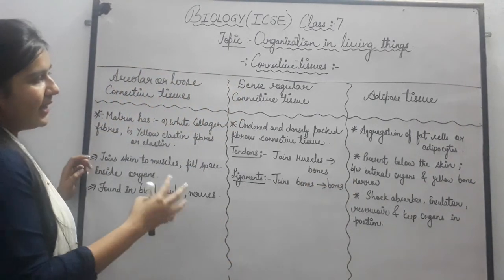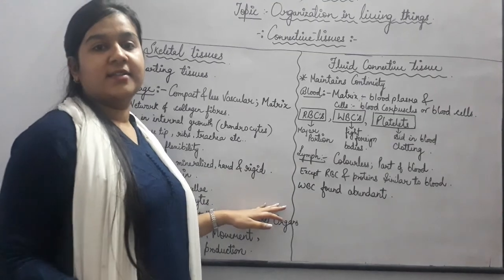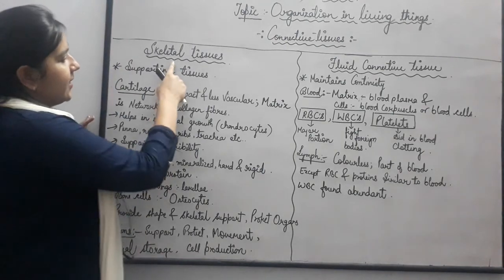Now let's see the next two types of connective tissues. Students, now see the next type of connective tissue, that is, skeletal tissue.